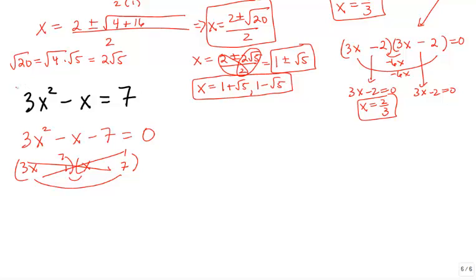And so as a result of that, the only option we have is to use our quadratic formula. So a here is 3. The b that we're going to use is this coefficient negative 1. And the c that we're going to use, remember we had to subtract that c over to the other side, our c is actually negative 7.